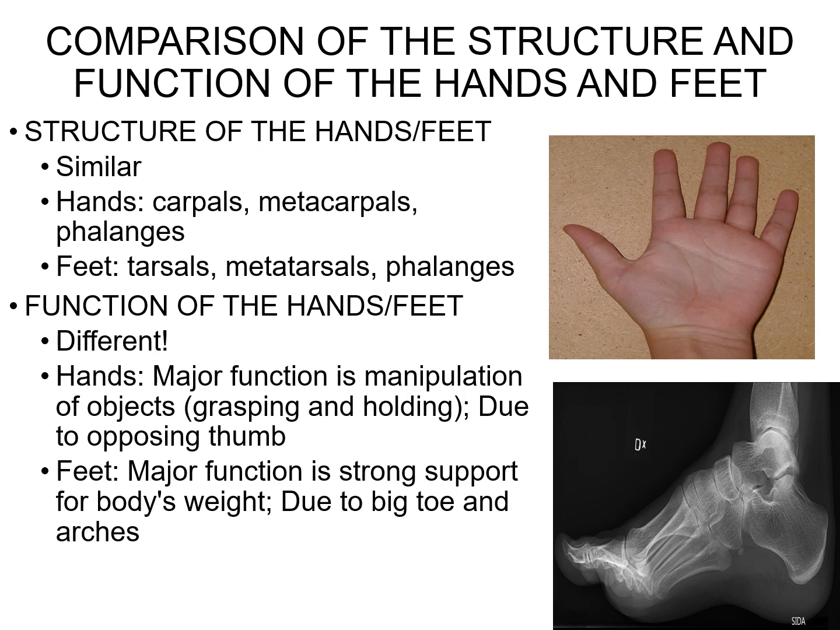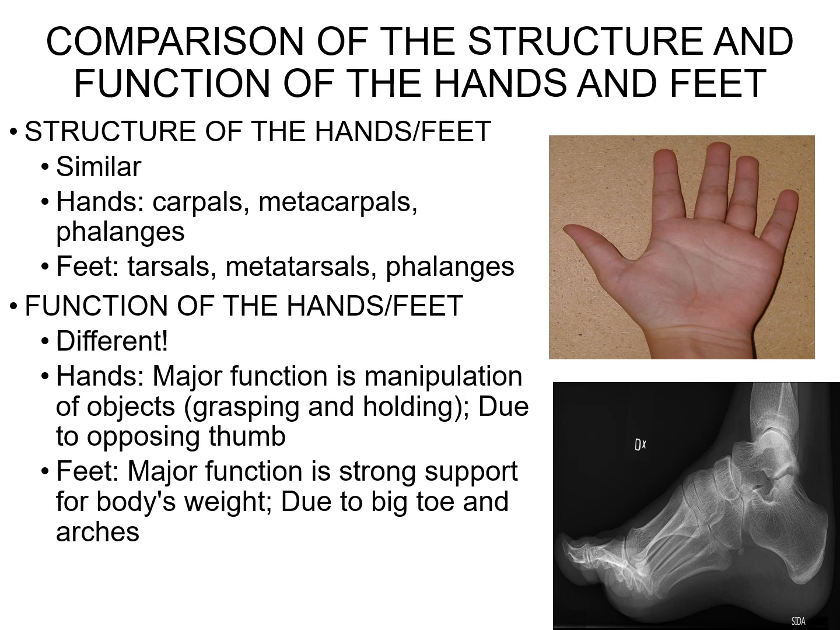Okay, that is it. You have now covered all 206 bones of the human skeleton. These last 4 slides, what I want to do is just go over some differences between the hands and feet, and then we'll talk about the male-female pelvis specifically, and then we will wrap up this skeletal chapter.